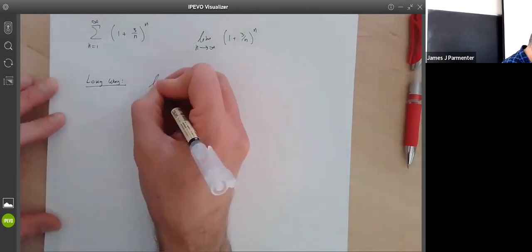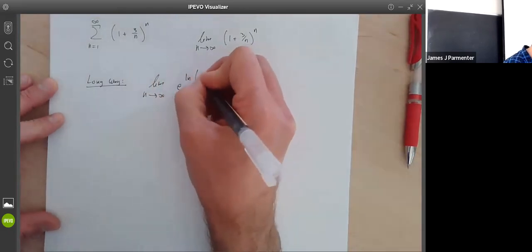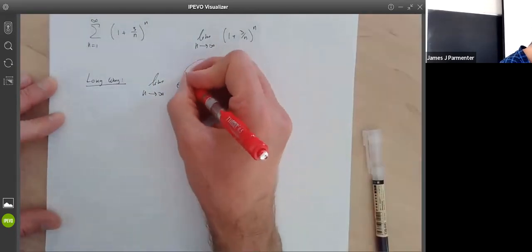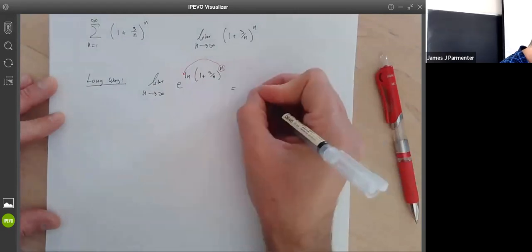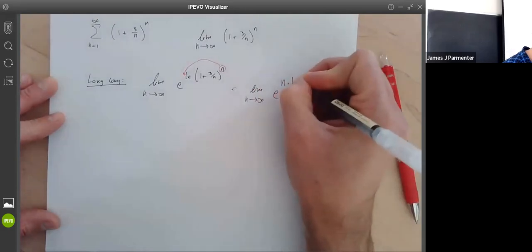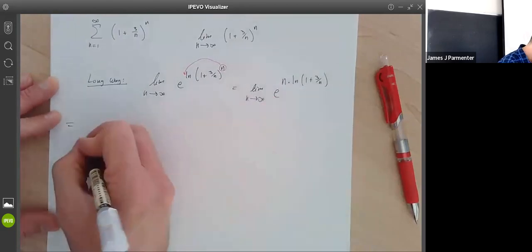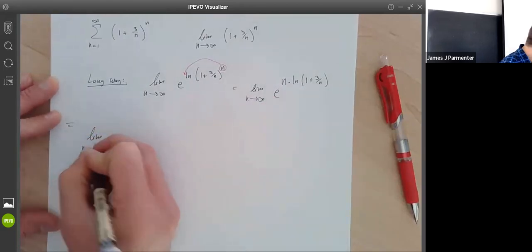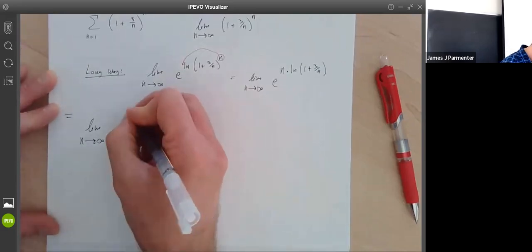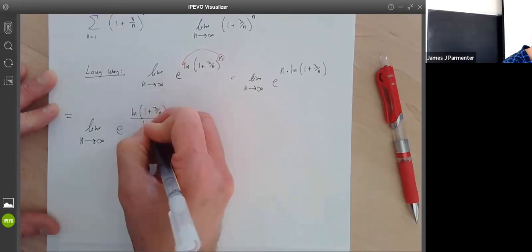Here's the long way. Limit as n goes to infinity of e to the natural log of (1 plus 3 over n) to the n. And then we bring the n down in front of the natural log. So we get the limit as n goes to infinity of e to the n times natural log of 1 plus 3 over n. And then we bring the n down to the bottom. So we get the limit as n goes to infinity of e to the natural log of 1 plus 3 over n, over 1 over n.